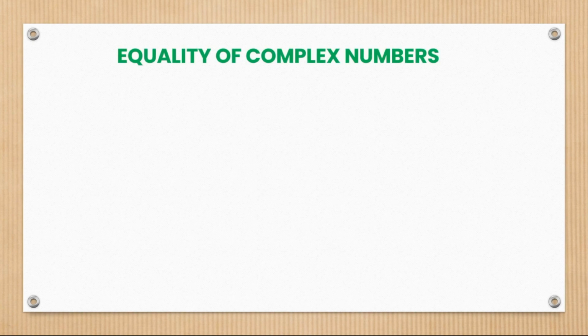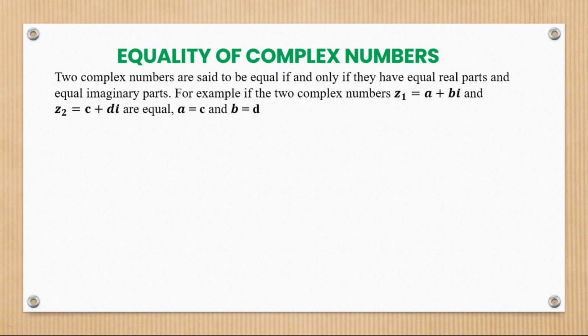Let's look at equality of complex numbers. So this is how it works. Two complex numbers are said to be equal if and only if they have equal real parts and equal imaginary parts. For example, if the complex numbers z1 is equal to a plus bi and z2 is equal to c plus di are equal, then a is equal to c and b is equal to d. What this simply means is that a being equal to c means the real parts are equal, and b being equal to d means the imaginary parts are equal.